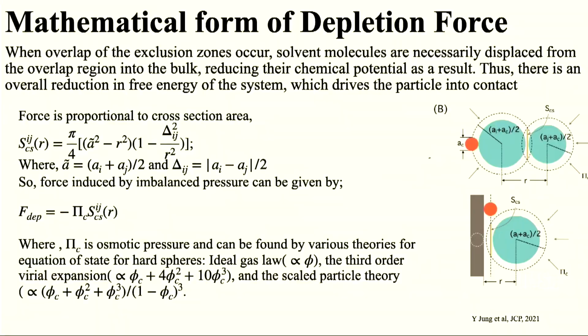People try to use that, and this S gives the geometric surface area, which is a function of the radii of both particles, type 1 and type 2. Then this Pi is the osmotic pressure, which can be found by various theories. We can use the very basic ideal gas, which is directly proportional to the density of the crowder. Then there are other theories, like a third-order virial expansion or scaled particle theory. It is still a work in progress; people have not exactly found the mathematical form. But scaled particle theory and virial expansion match quite well with the simulation results.